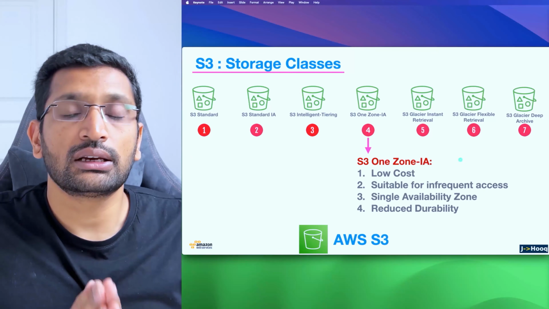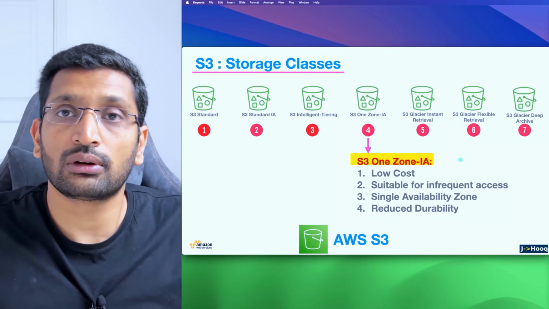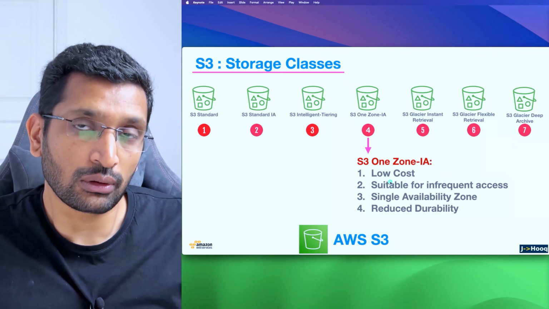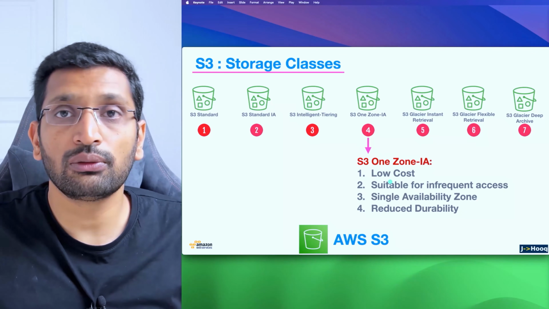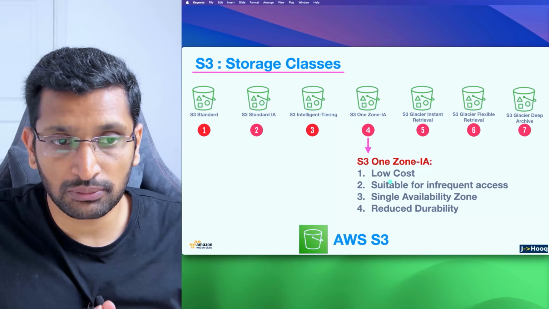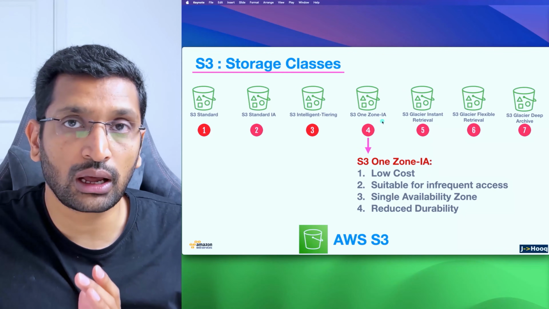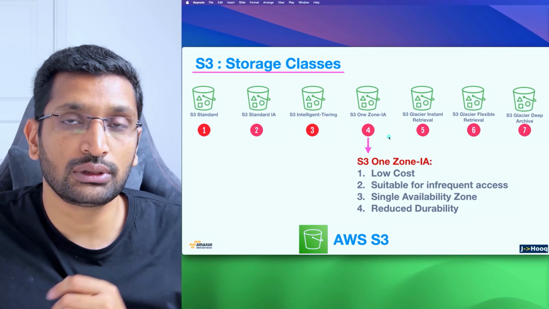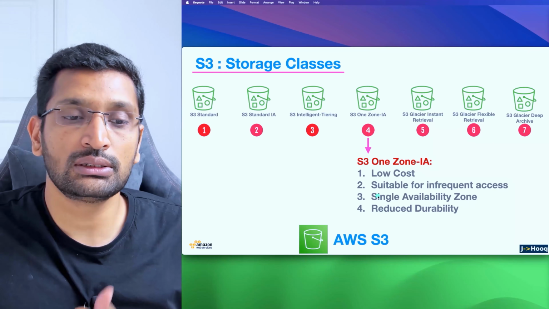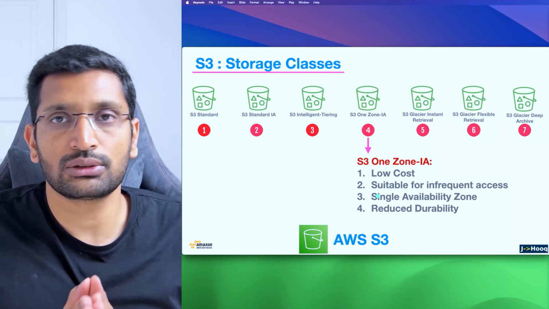Fourth on the list is S3 One Zone-IA, where IA stands for infrequent access. Let's take a look at the characteristics of this particular storage class. The first one is that it is low cost. Second, it is suitable for infrequent access, where you don't need frequent access to your S3 objects. Third is single availability zone. As the name suggests, it's One Zone infrequent access, so it is only available in one availability zone. And the fourth one is reduced durability, so your data will not be that durable in this S3 storage class.